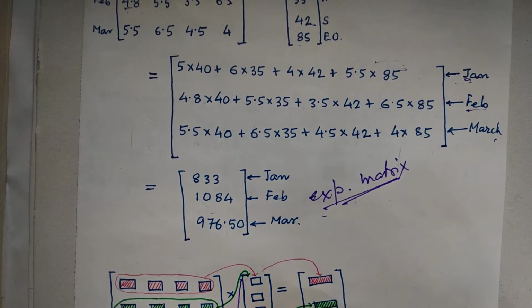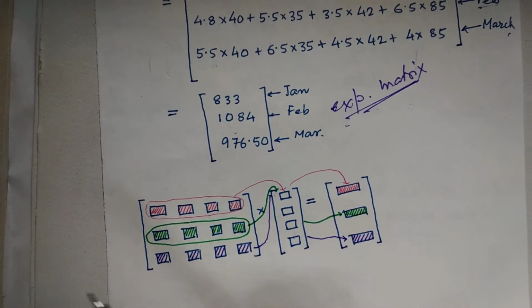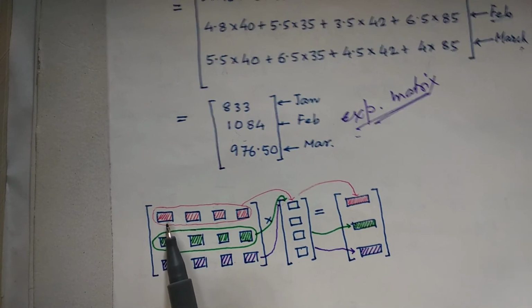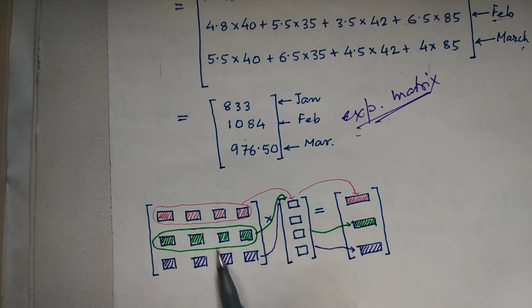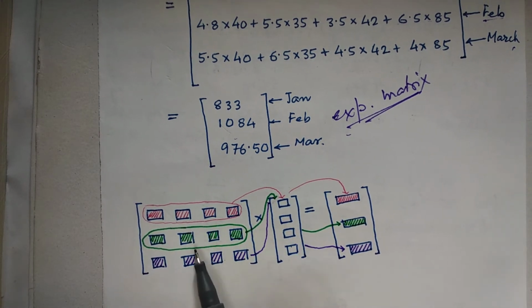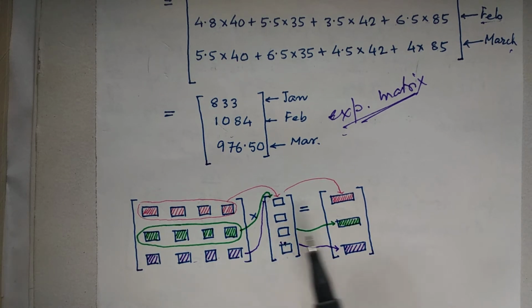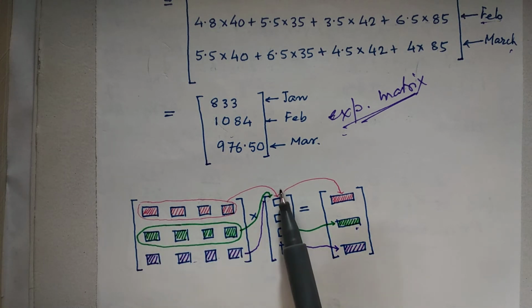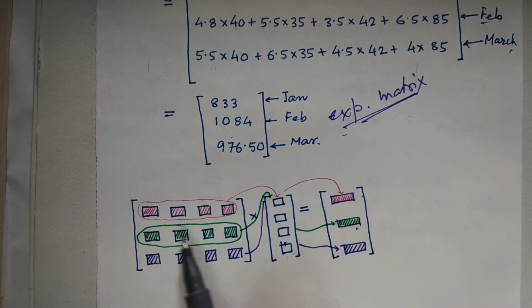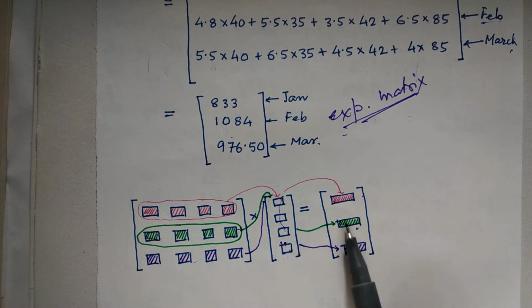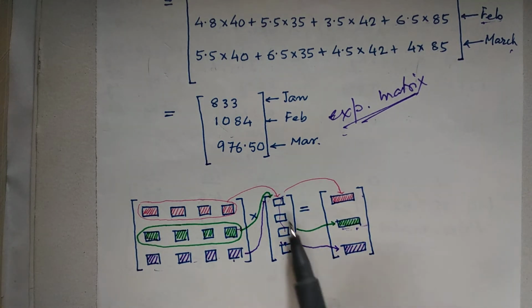So if we have a matrix of 3 rows and 4 columns in the left and 4 rows and 1 column in the right, then multiplying these two matrices will give you another matrix of 3 rows. This row multiplied by this column will give this element. This row multiplied by this column will give you this element. This row multiplied by this column will give you this element.